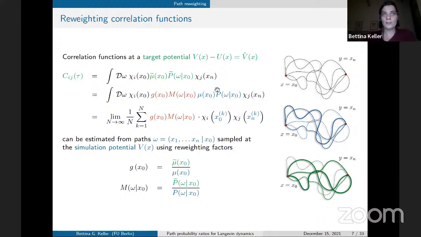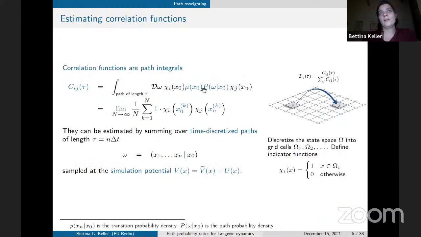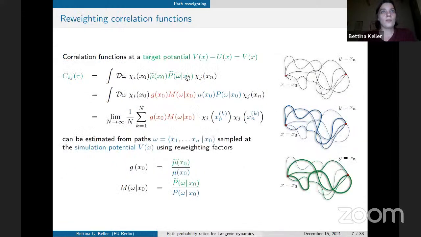And of course, the equations in principle look the same as previously, only that you now have to introduce a different probability density over here. So here we had the path probability for the simulation potential, and now we have the path probability for the target potential. And formally, we can decompose this into a product of the original, the blue path probability, times a reweighting factor.